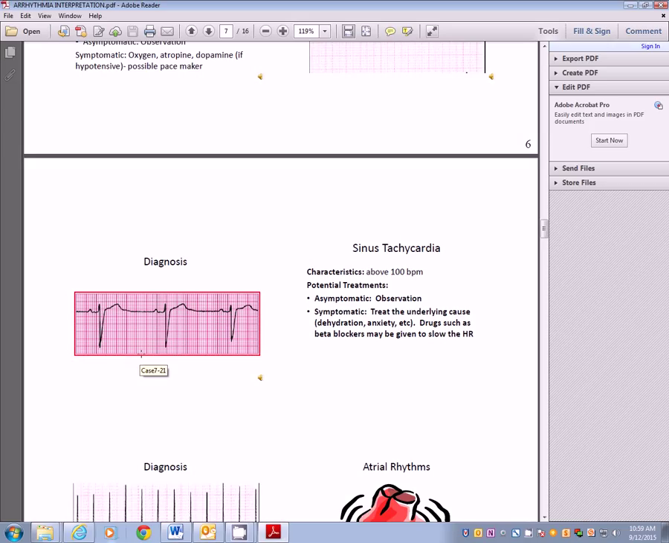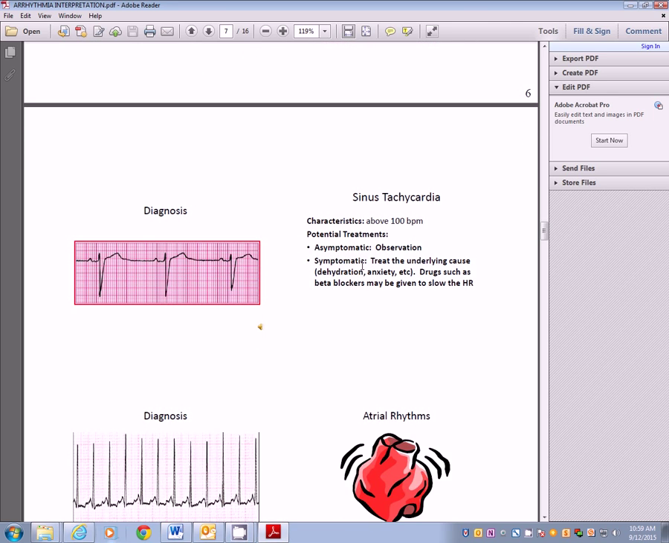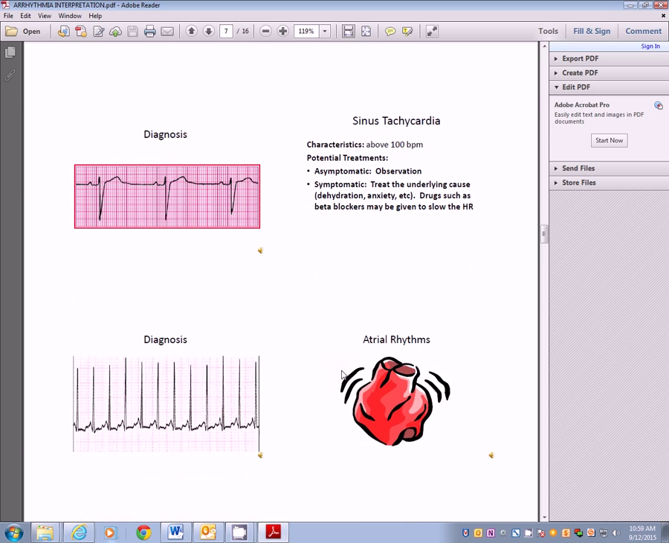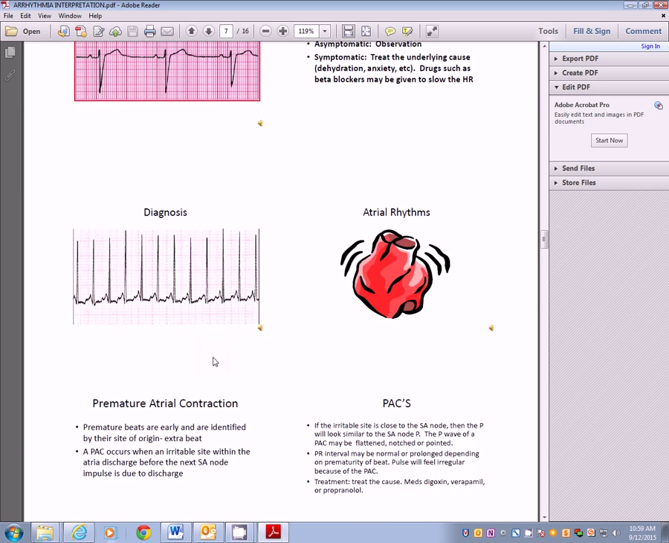Sinus tachycardia, when again your heart rate gets above 100 up to 180. If they're asymptomatic, you're just going to observe them. But if they become symptomatic, you're going to have to treat the underlying cause. If it's dehydration, you're going to give them fluids. If it's anxiety, you're going to have to give them medicines to decrease their anxiety. And if that doesn't help, then drugs such as beta blockers may be given to help actually slow the heart rate down.